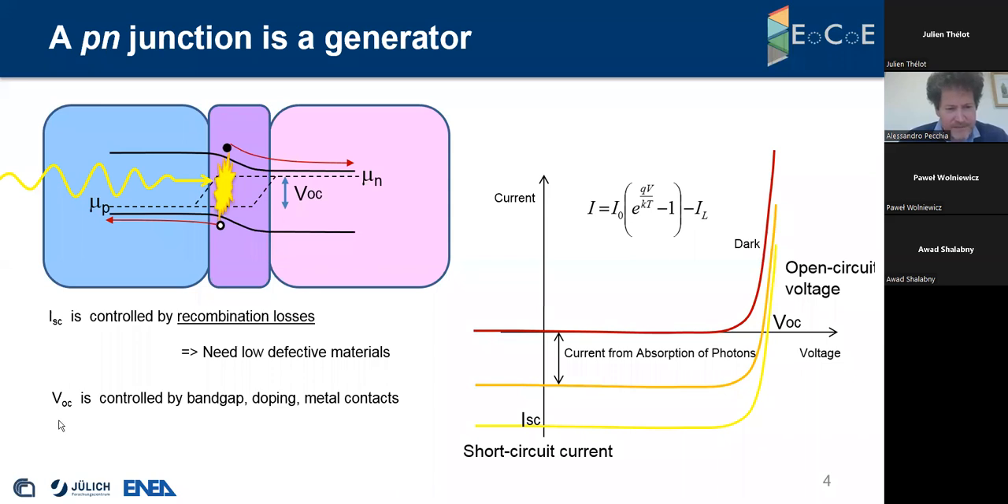The VOC is mainly controlled by band gap, the doping, and the metallic contacts that you need to put to collect the photocarriers. So VOC is more controlled by electronic properties, and the current is controlled by recombination losses. So this is the very basis.